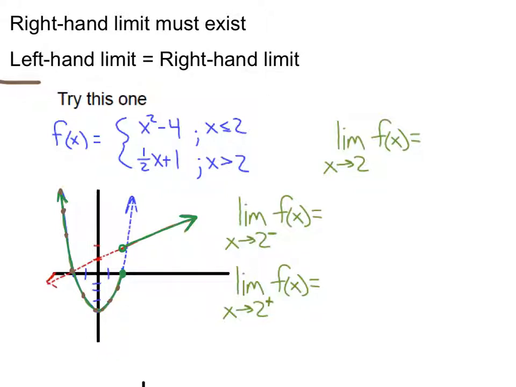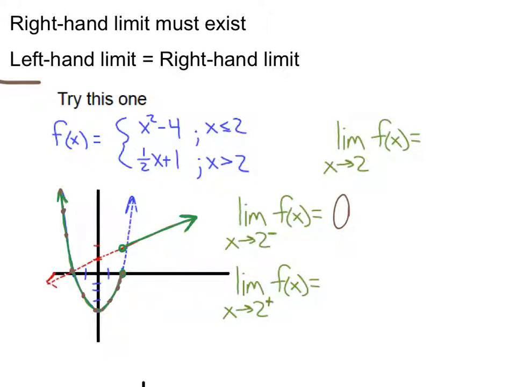What is f of x approaching as x approaches 2 from the left? 0. It's approaching 0. Not as you go to the left, but as you get closer to 2 from the left. As we're getting closer to 2 on the x, we're getting closer to 0 on the y. That's exactly right.